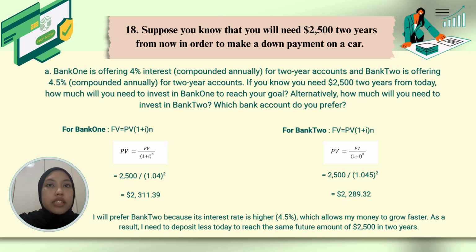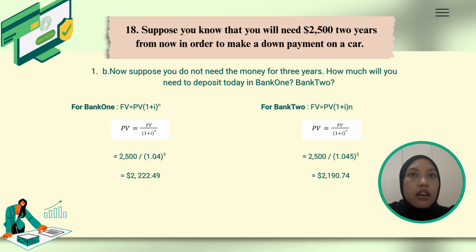For Bank 2, I use the same formula and the answer is 2500 divided by (1.045) squared, which is $2,289.32. I will prefer Bank 2 because its interest rate is higher, 4.5%, which allows my money to grow faster. As a result, I need to deposit less today to reach the same future amount of $2,500 in 2 years.